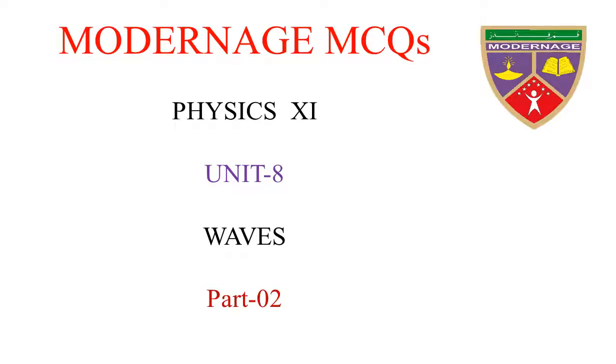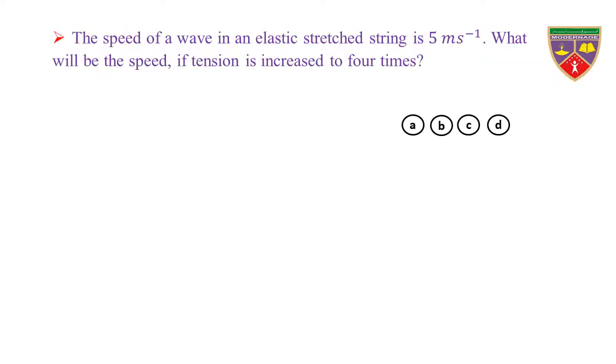Modernage MCQs Physics First Year Unit number 8 Waves Part 2. The speed of a wave in an elastic stretched string is 5 meters per second. What will be the speed if tension is increased to 4 times?